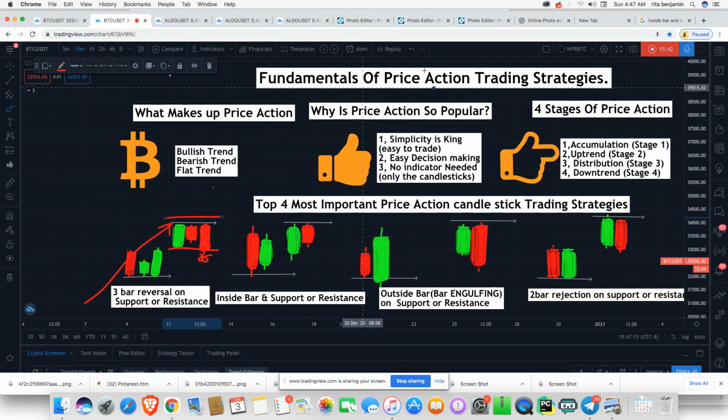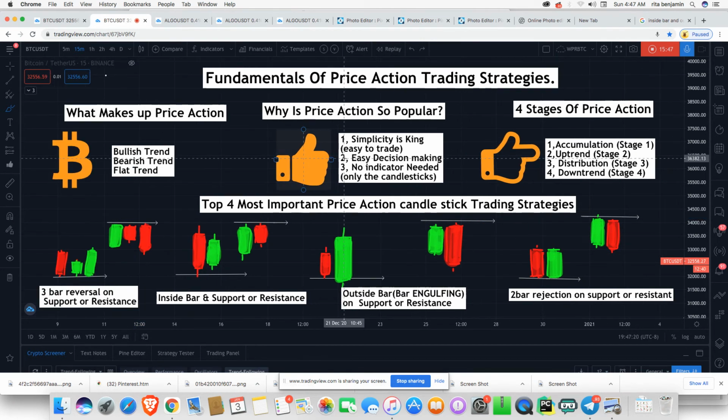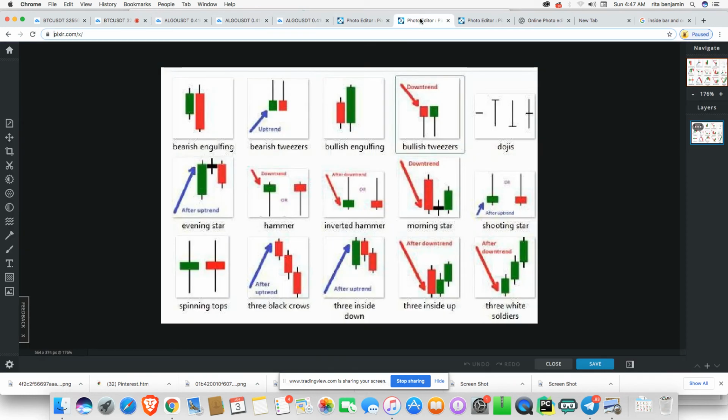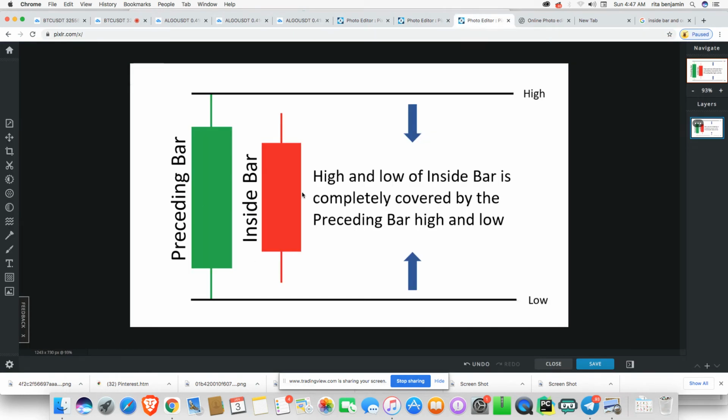Now, the next candle we're going to discuss is called the inside bar candle. The inside bar candle is a candle that is completely engulfed by the previous candle. You see this previous candle, the preceding candle before this inside bar, completely engulfing it. And how do you trade this particular candle?